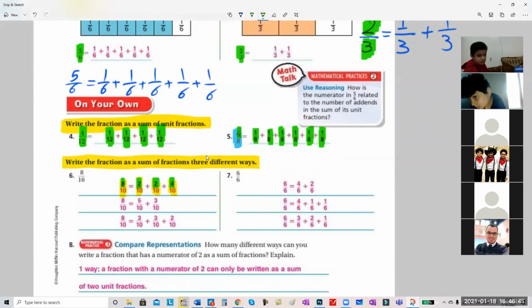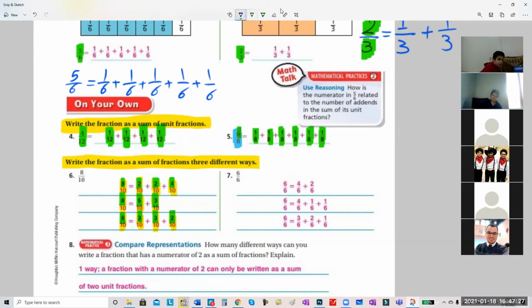So we're going to keep the same denominator 10, and we're going to write 3 different numbers. The sum of them equals 8. Did you get it? Okay, let's say the next way. 8 over 10, the same, 5 over 10 plus 3 over 10, because we have the same denominator 10, and 5 plus 3 equals 8, right? Okay, let's see the next one. 8 over 10 equals 3 over 10 plus 3 over 10 plus 2 over 10, because 3 plus 3 plus 2 equals 8.